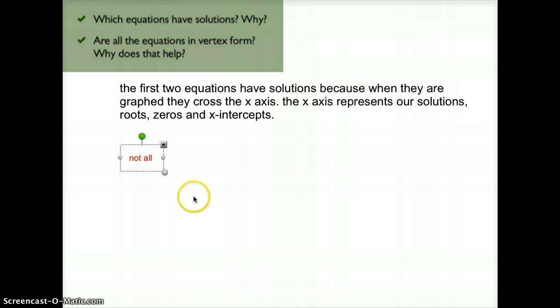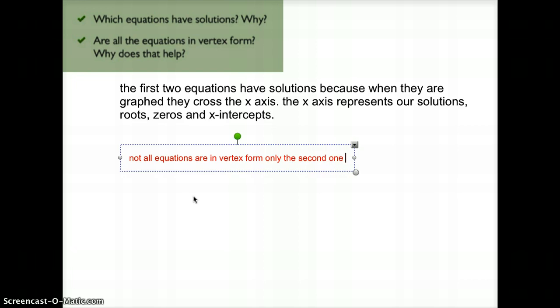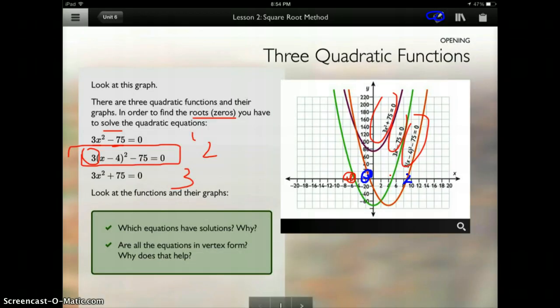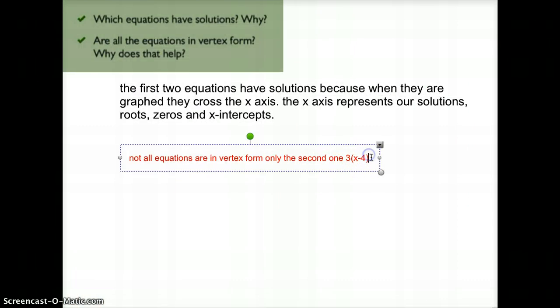Not all equations are in vertex form, only the second one, which was 3x minus 4 squared. I'll make that a squared later. Squared, I think plus, what was it, plus 75? Or minus 75? Minus 75 equals 0. This equals 0 part is going to be super important later. Let's not forget what that is.